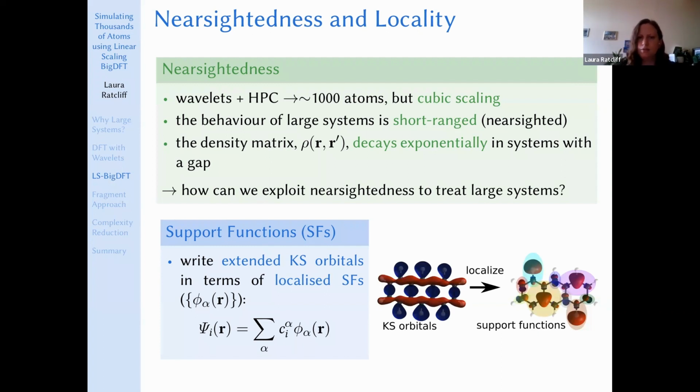On the other hand, it's been known for quite some time that the behavior of large systems is short-ranged or nearsighted. And more specifically, the density matrix decays exponentially in systems with a gap. So the question is, how can we exploit nearsightedness to treat large systems?